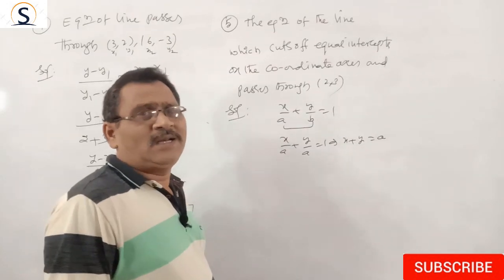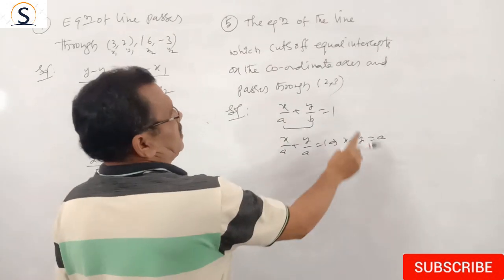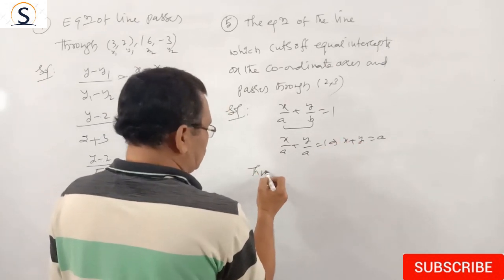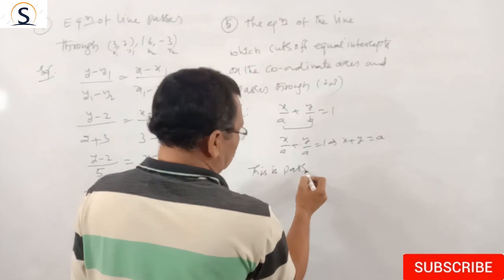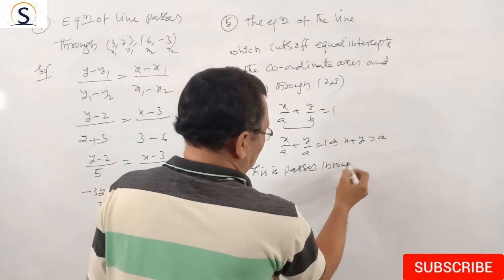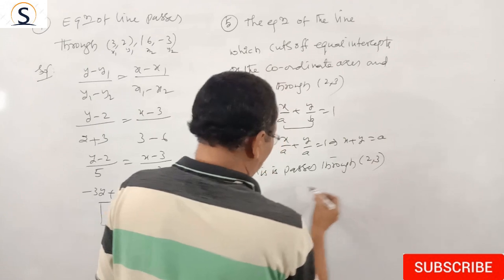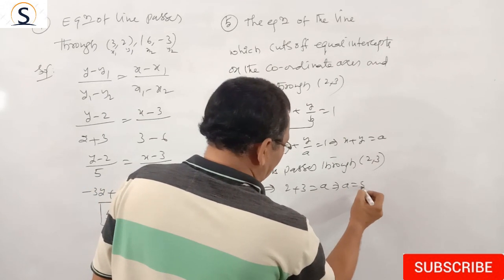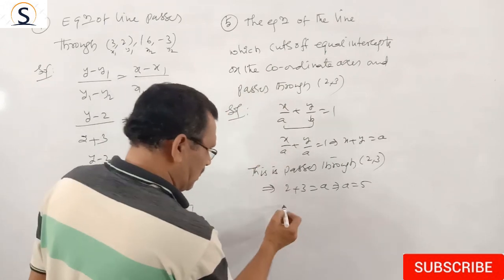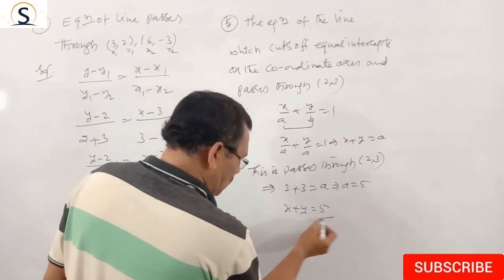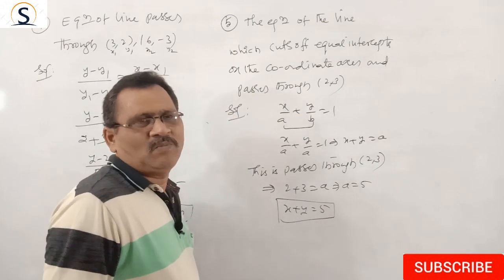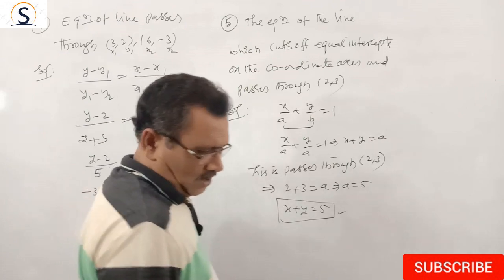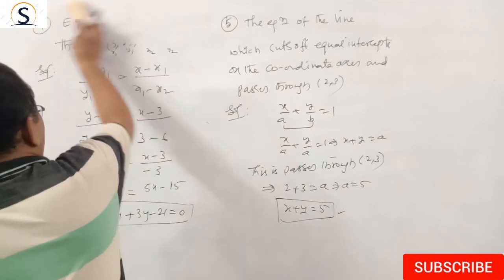Our aim is to find out the a value, but this is passing through the point 2, 3. So this passes through 2, 3. That implies 2 plus 3 is equal to a. Therefore, a is equal to 5. What is your line equation? It is x plus y is equal to 5, or x by 5 plus y by 5 is equal to 1. This is intercept form, okay, for equal intercepts.